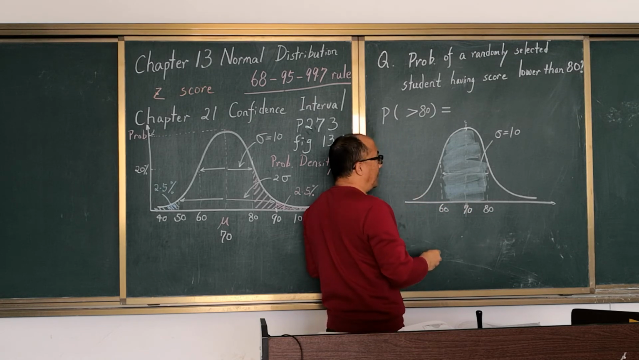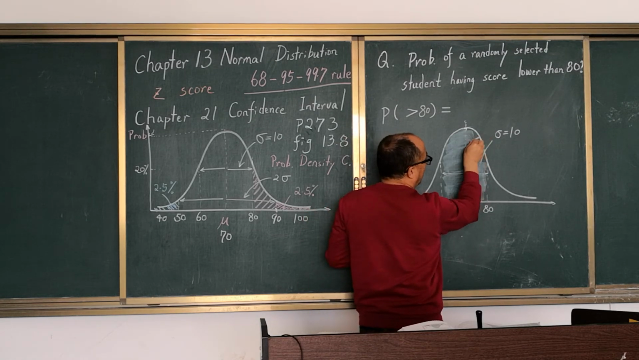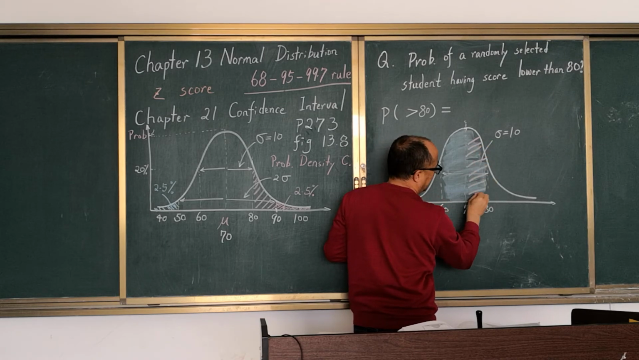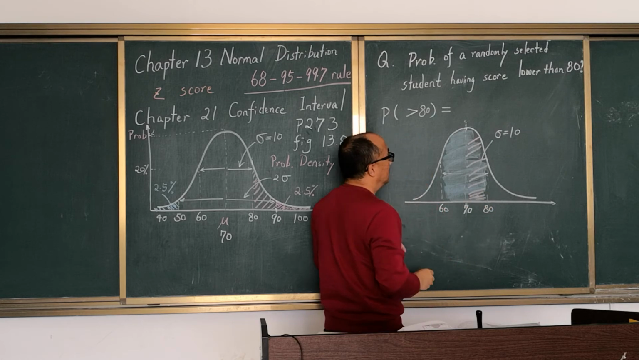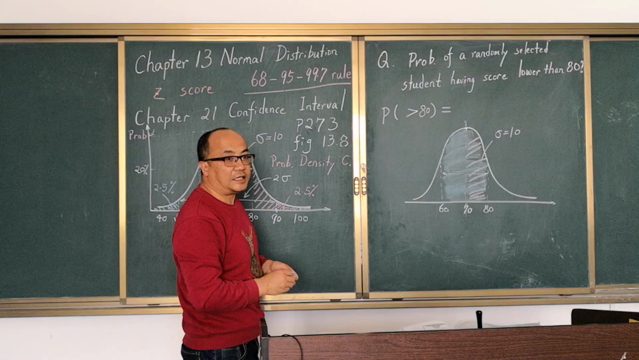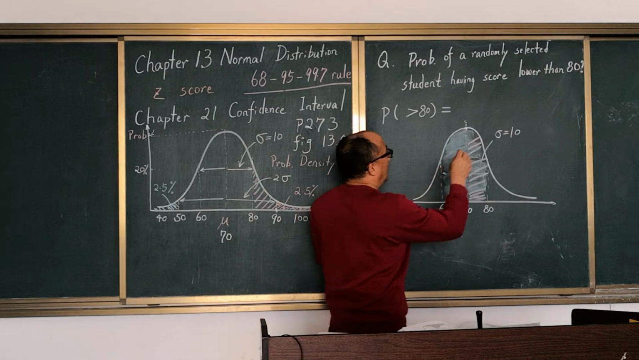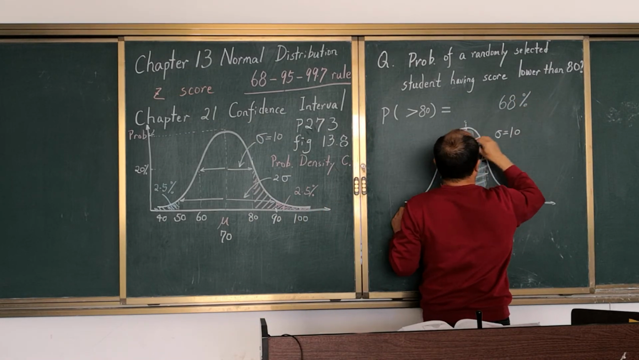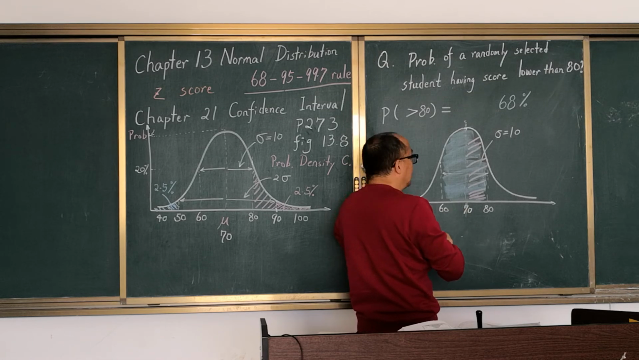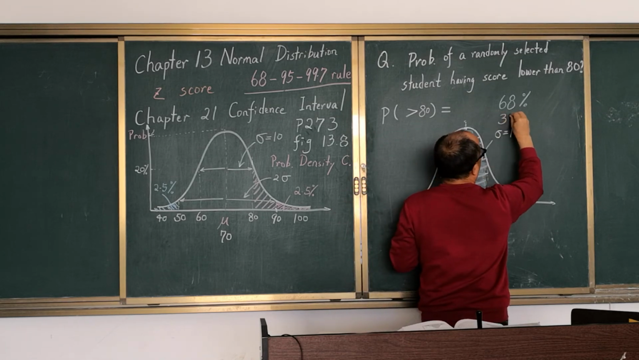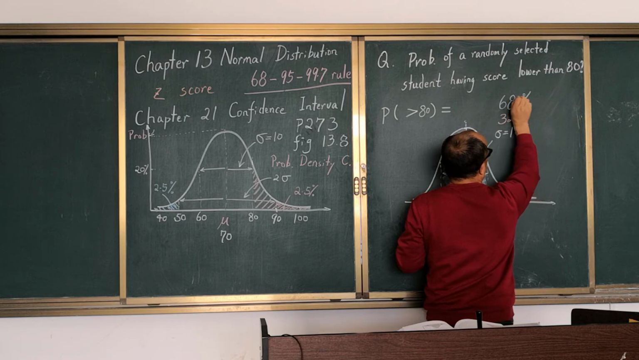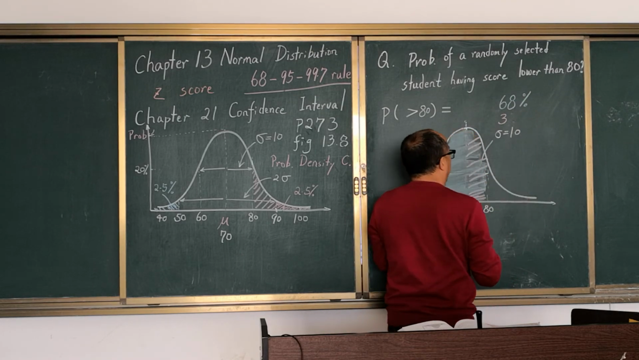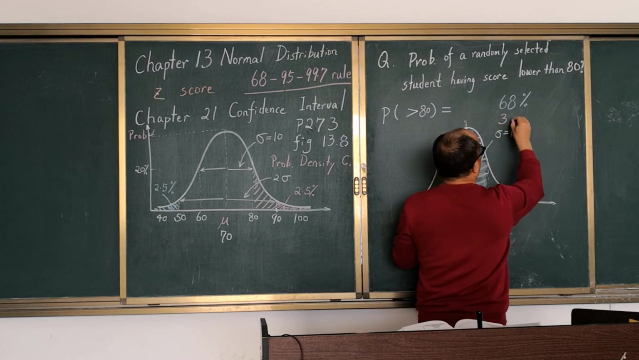I'm asking, then what's this area? What's this area? So it's a half, 68%, and half is, total is 68%. The pink one is 34%. 34. So it's a 34%.